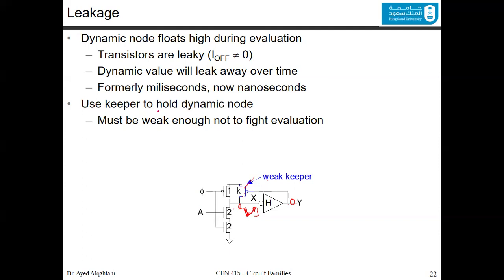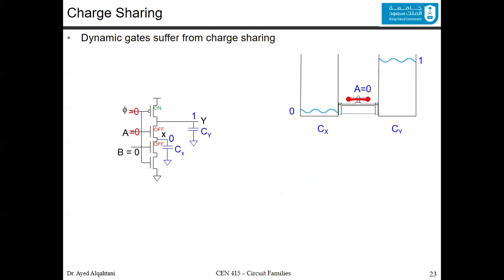So you use the keeper to hold the dynamic node, and it must be weak enough not to fight the evaluation. If the evaluation wants to do something else, like change the value to 0, this doesn't fight it to make it 1 again. This is the idea and how we solve it. Notice that we just introduce a very simple weak keeper here to solve a problem in circuits, which is the leakage problem.